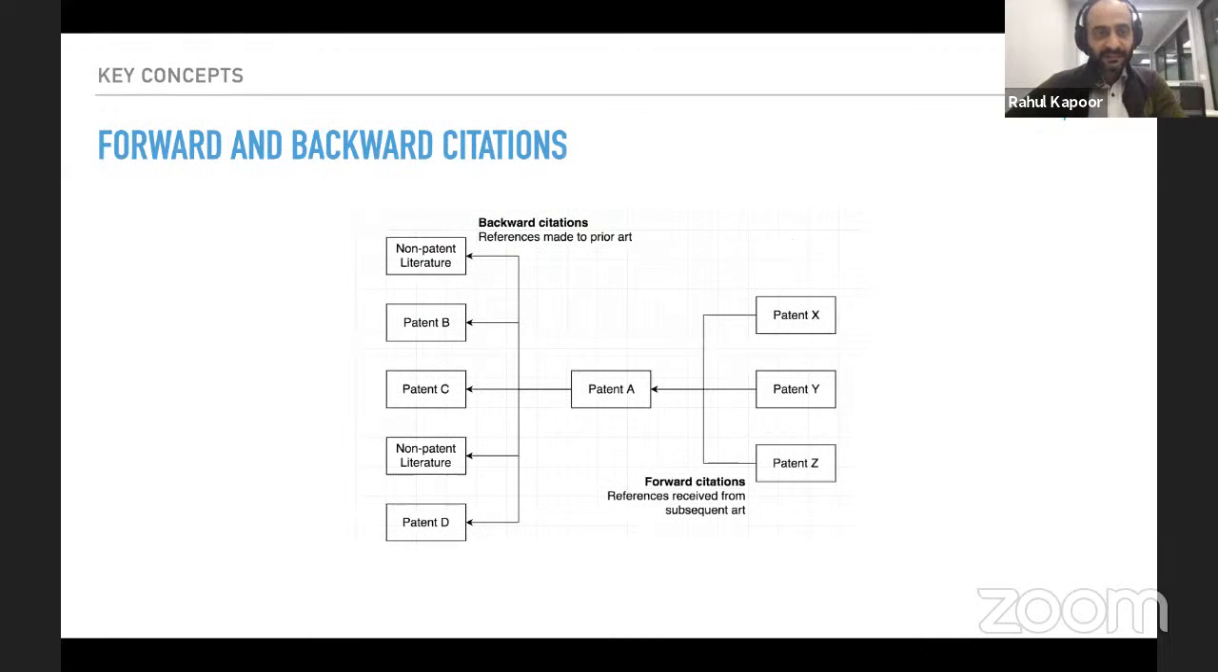So just a quick graphical idea about citations. Suppose our frame of reference is patent A. All the patents that it is making citations to are called backward citations. It can be anything, any public knowledge: other patents, research articles, journals, magazines, internet links, YouTube videos, anything out there in the public can be cited in a patent. And all the citations that patent A is receiving from future patents will be forward citations. So this is a quick graphical idea about what citations mean.